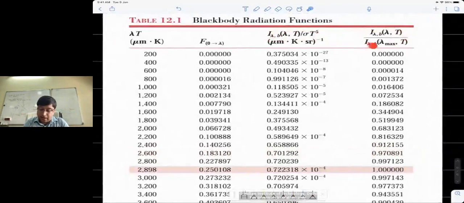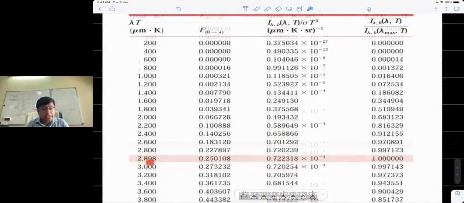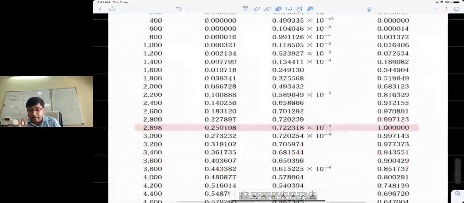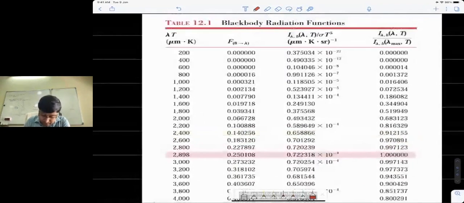And similarly, this rightmost column is about, at the current lambda T, what is the intensity versus the intensity at the maximum. So clearly, when you have Wien's displacement law, where lambda T becomes 2898, this is the Wien's displacement law value. There the intensity actually has a ratio of 1. So the intensity at that lambda T versus the maximum intensity is what is given. This is listed there as 1, and it basically increases and then it decreases. So that is what this column indicates. But we would be more concerned with, as I said, this column. This will be of our interest.